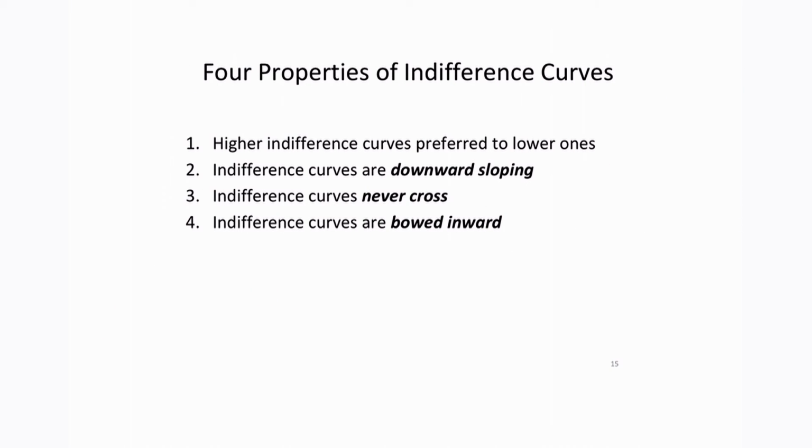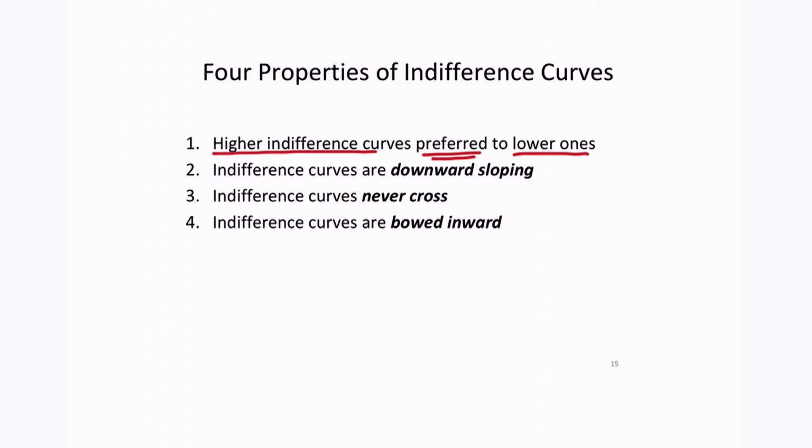So there are 4 key properties to indifference curves. The first, as I have just mentioned, is that higher indifference curves are always preferred to lower ones. And that's because you get a higher level of satisfaction at the higher indifference curve. Also, as we observe, our indifference curves are downward sloping because to keep the same level of satisfaction, we need to consume less of one good if we are to consume more of the other.